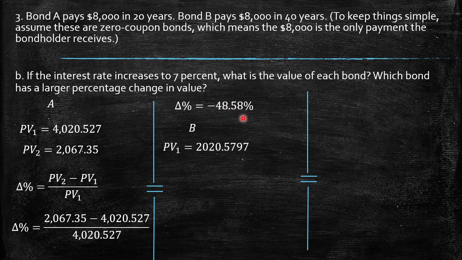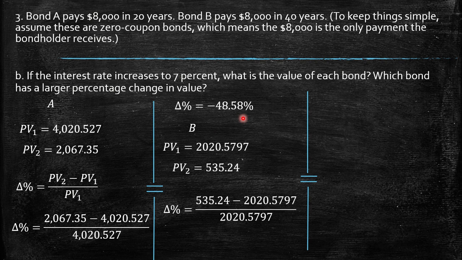What about for the bond B? Present value and present value 2. Then you just compute, and then you get this one. Naturally, this is huge, or is higher, the percentage change for the bond B.